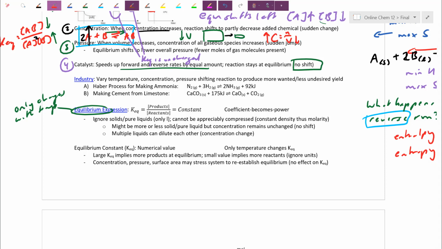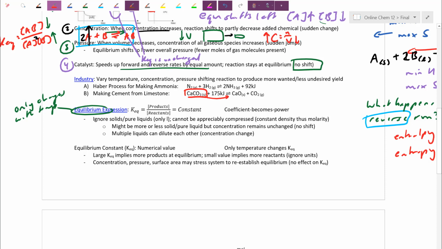I mentioned there are some industrial processes here. We talked about the Haber process, a really inexpensive way of making NH3. There's another way of making cement from limestone. Limestone here is this chemical, calcium carbonate, and we end up forming oxides. That's an ingredient in cement.